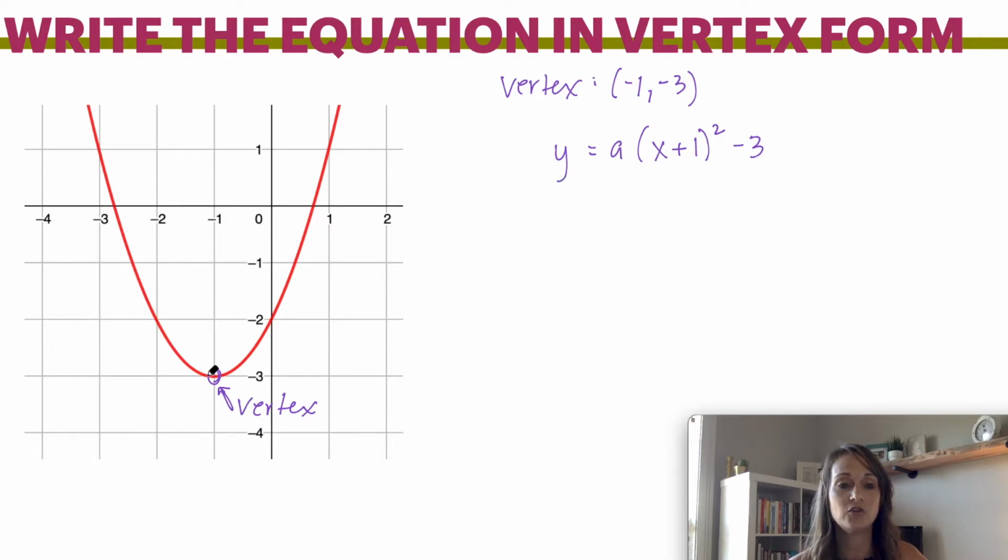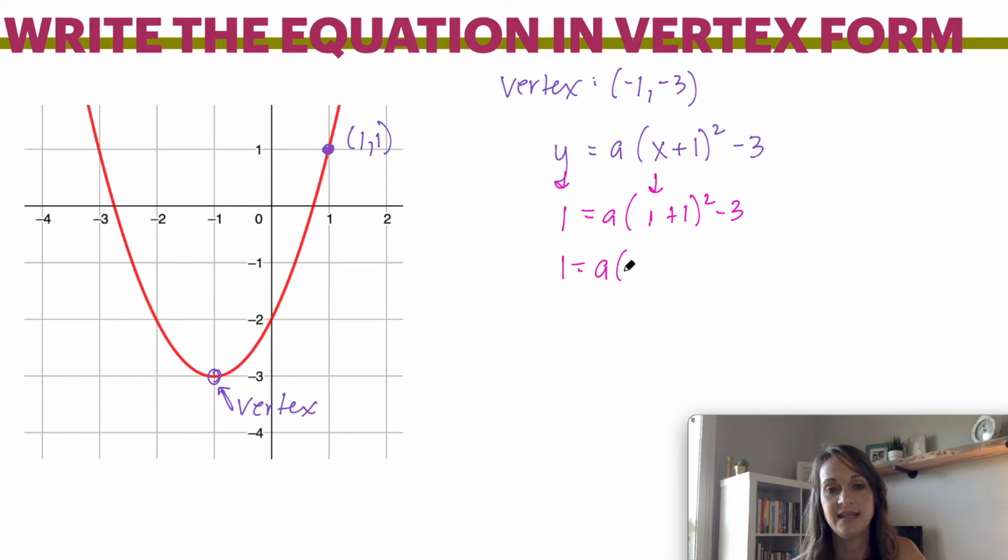We take another coordinate point that is on this graph, which in this case we could use the coordinate point 1, 1, because it actually crosses at 1, 1. And what you do is you actually plug that back in. So I'm going to plug 1 in for y. I'm also going to plug 1 in for x, and then we'll solve for a. So we'll get 1 equals a times 2 squared minus 3.